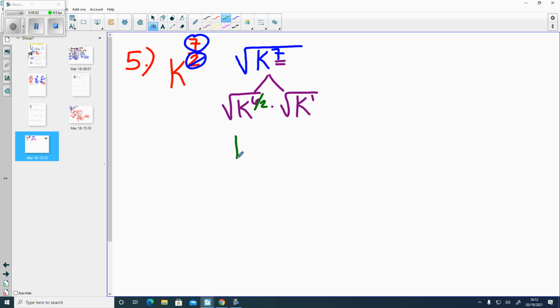And so 6 divided by 2, I'm left with k cubed. And then I'll still have the square root of k. And so that's my final answer for number 5. Okay?